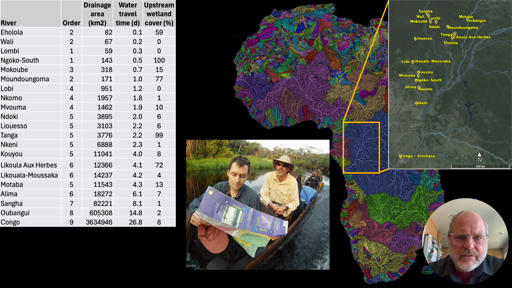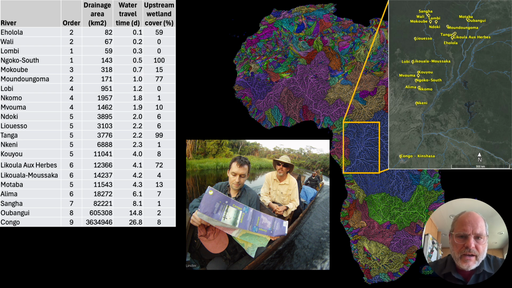The sampling sites for this project spanned a range of stream orders, from very small first-order streams all across the basin to the main stem Congo and Brazzaville at stream order 9. Now, these sites also span a range of landscape types, particularly in the amount of wetlands, which ranged from 0 to 99% of the watersheds.